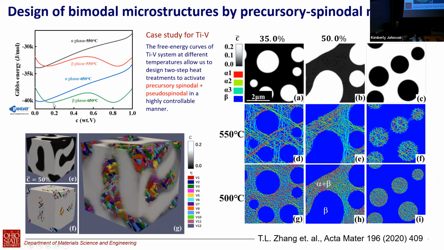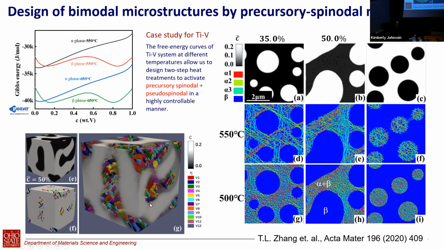At this high temperature, the equilibrium two-phase mixture is going to be this one and this one, and the alpha phase is metastable. Then we take these two concentration domains and quench to a lower temperature. Now the equilibrium phase is going to be beta plus alpha, and you see this composition is very close to this crossover point.